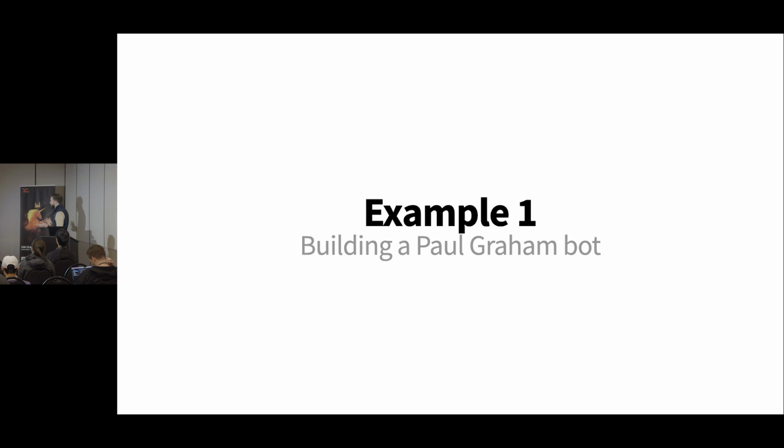So let's start with a very first simple example. I want to build a Paul Graham bot. Paul Graham, that's this guy. So many years ago, he founded a company called ViaWeb and later sold it to Yahoo. And just a few years later, he went on to found Y Combinator, a startup accelerator that invested in most of the tech unicorns that we see today.